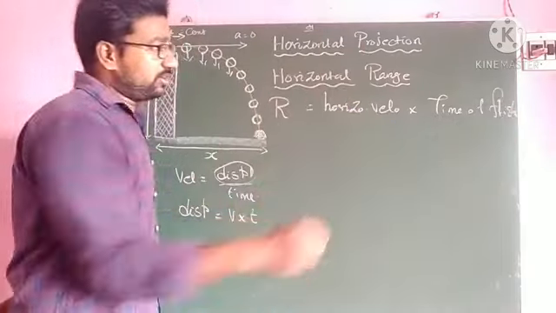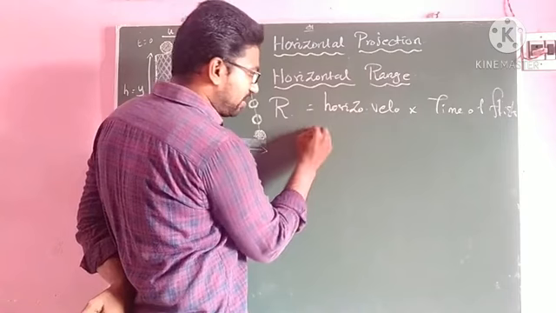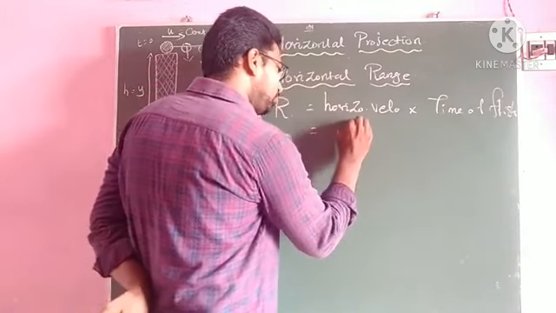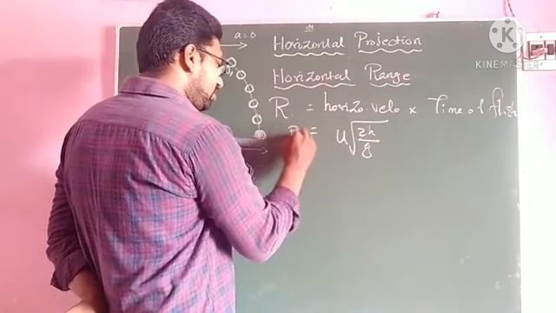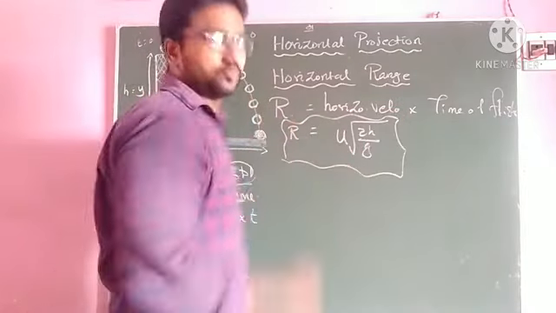We know very well the expression of time of flight. So initial velocity, that is horizontal velocity, can be written as u. The time of flight is root of 2h by g. So this is the horizontal range expression. Very important one, students. Mark it down.